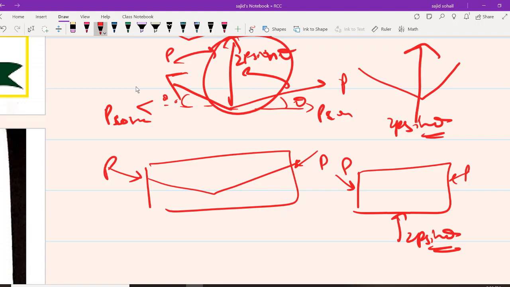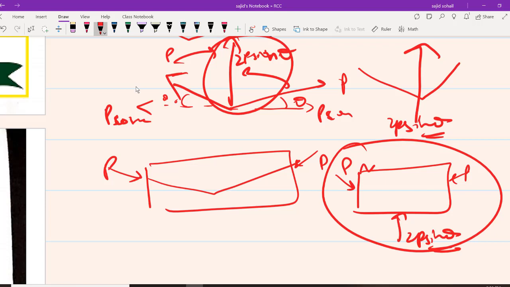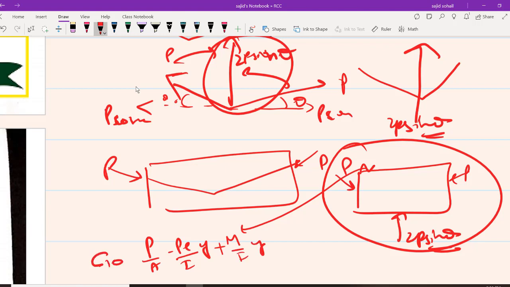So obviously your stress will decrease. Previously, what was my formula for stress at the top layer? It was P by A minus P e by I into y plus M by I into y. This was sigma top. If you remember the formulas, the same formula will come here. But here the M will be M net. That is the only difference.